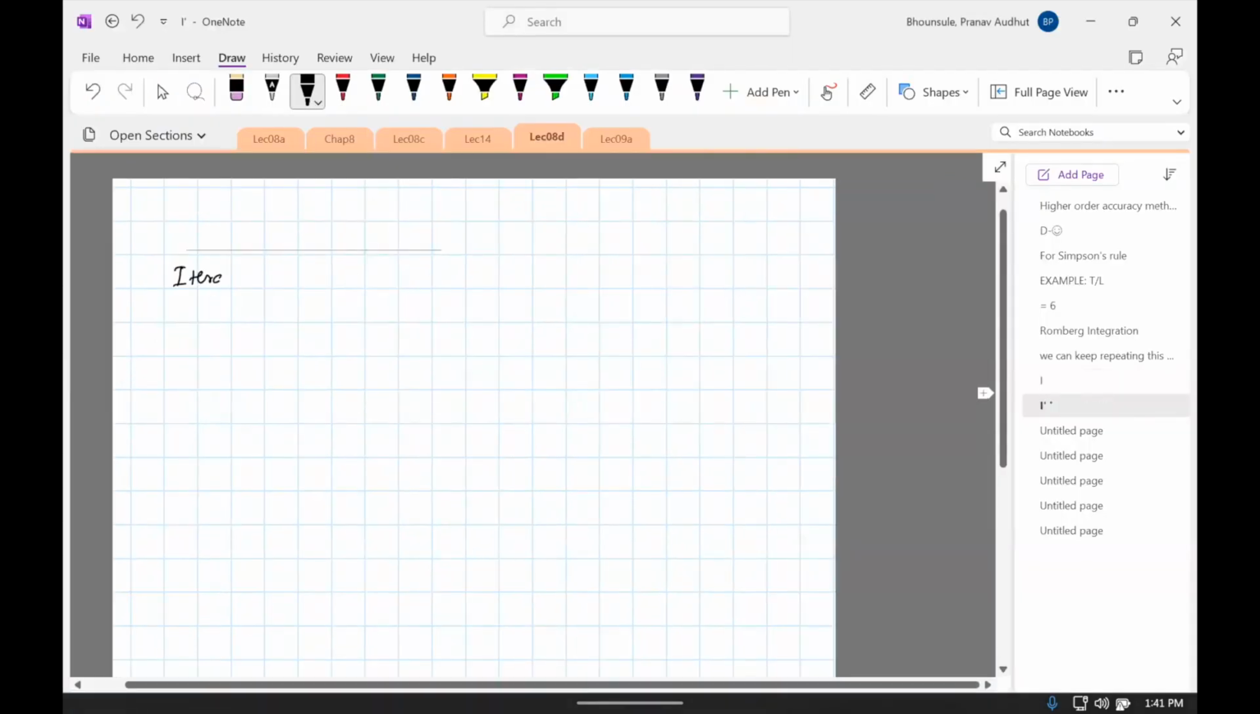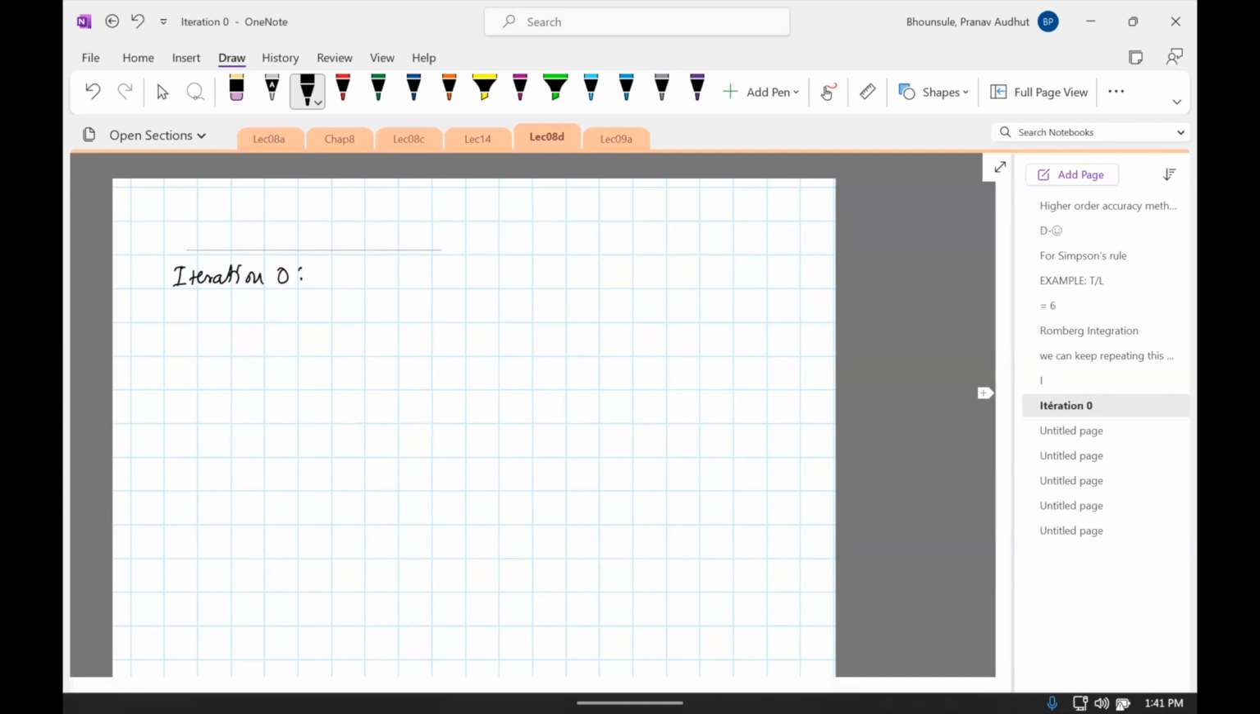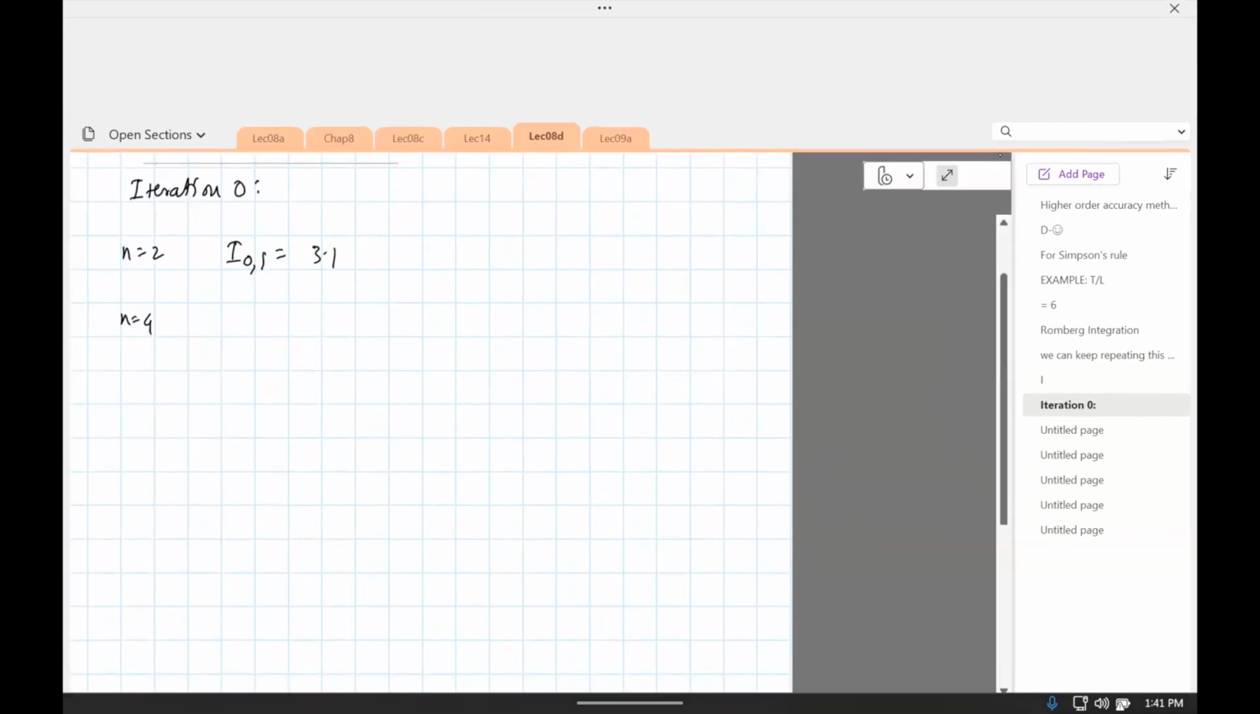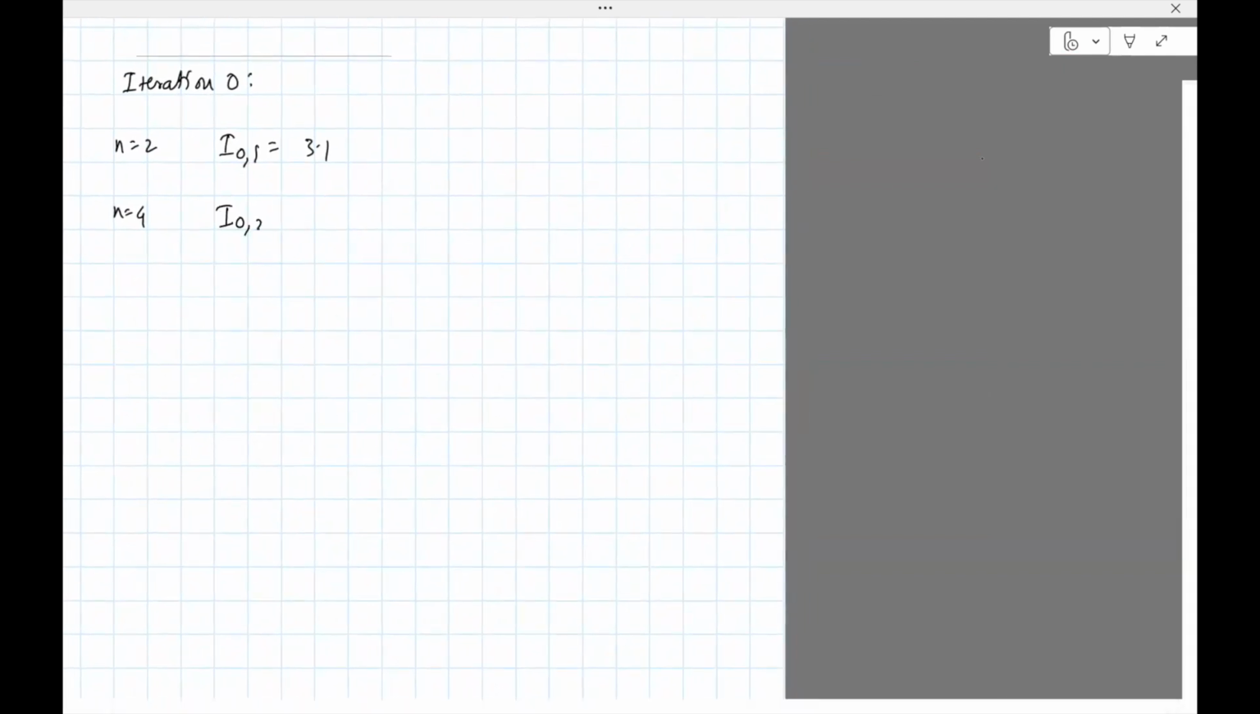So iteration 0. I put n equals 2, and I have a code which will give me the solution for the trapezoidal rule. And I put n equals 4 in the same, it's just a matter of replacing n with 4. And I ensured that I printed 8 decimal places. So by default, Octave only prints 3 or 4 decimal places. Then n equals 8, n equals 16.